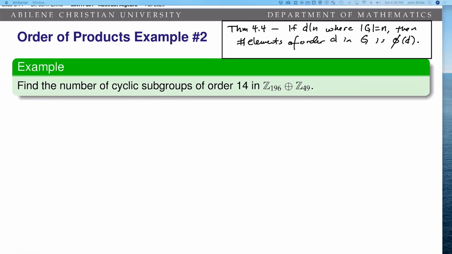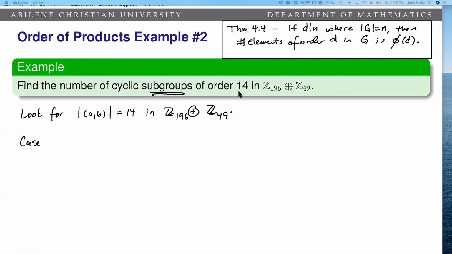So for this particular problem, I want to find the number of cyclic subgroups, not elements. I want to find the number of cyclic subgroups. So let's talk through this. I know that if I'm going to have a cyclic subgroup of order 14, I have to have a generator of order 14. So I'm going to look for elements (a, b) with order 14 in Z196 cross Z49, because I know that those are potential generators. And we'll talk about what that's going to imply in terms of our working of this problem. So we're going to look for potential generators here.